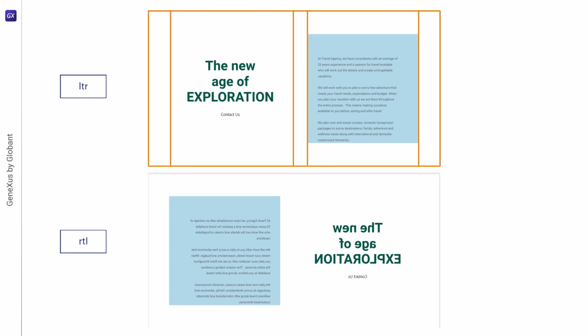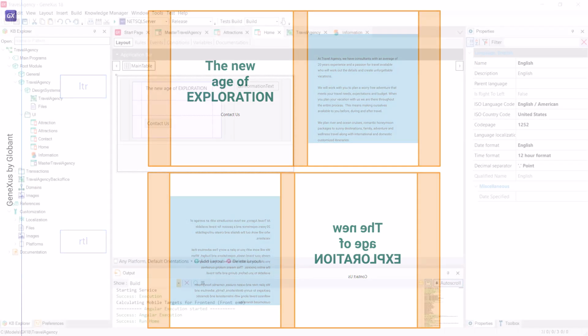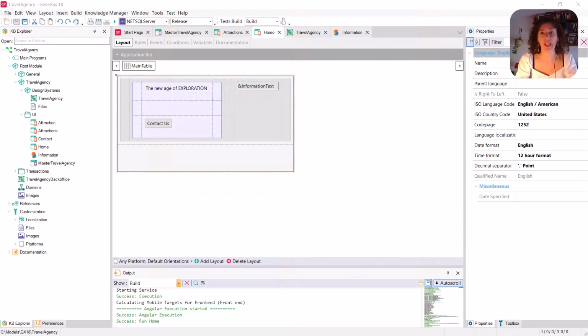We would want the table to be mirror reversed, where the first column on the left becomes the first column on the right, the second column becomes the second column, the third column becomes the third column, the fourth column becomes the fourth column, and the fifth column becomes the fifth column, in that order. At the level of the location of the controls in our layouts, this will be done automatically. Of course, I'm referring to the case where we want to translate the application.